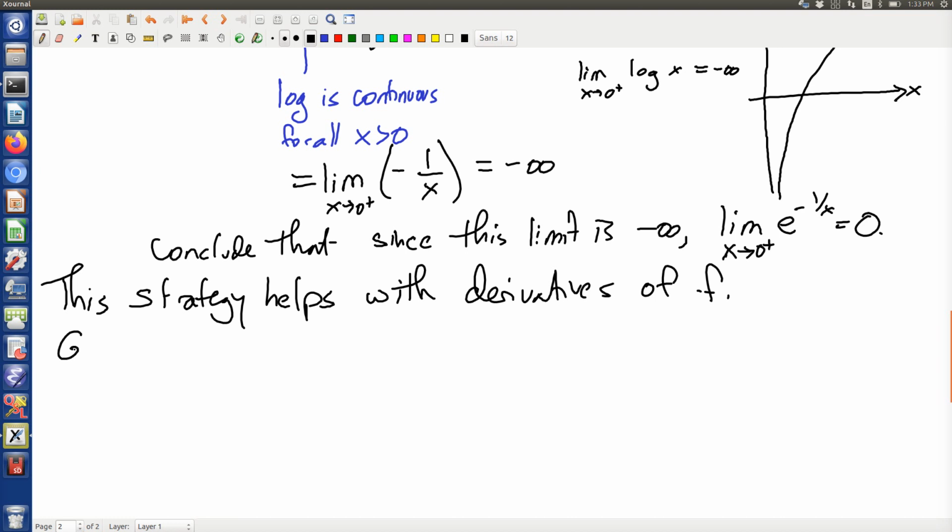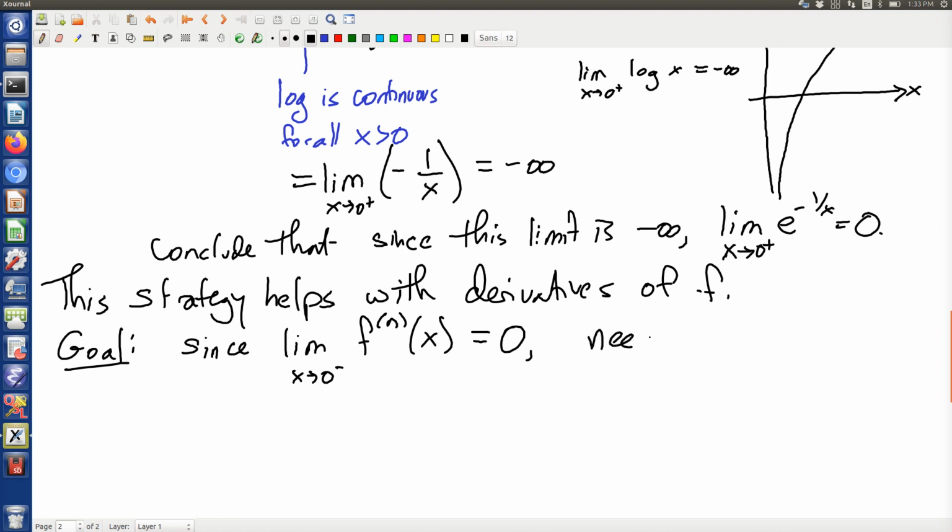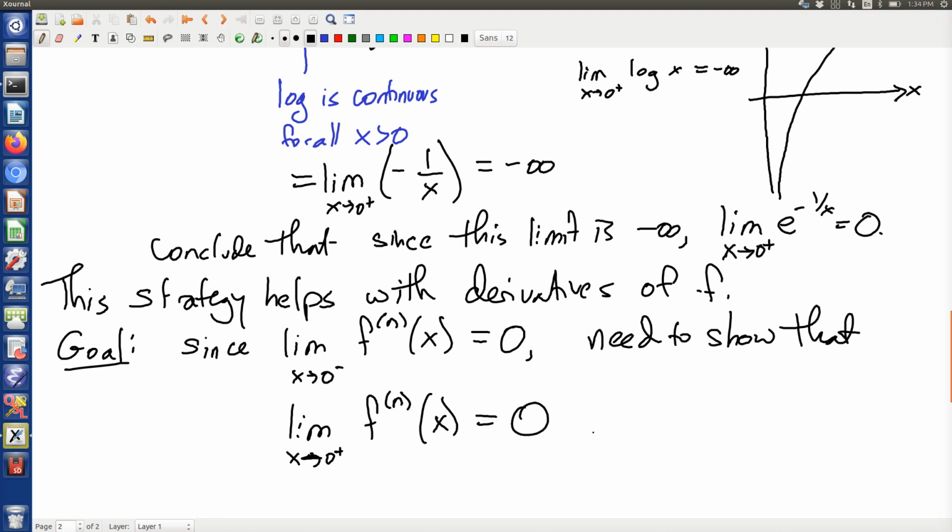So, goal: since the limit from the left of all the derivatives of x are 0, need to show that the limit from above, i.e. from the right, is equal to 0, too. Okay, so let's do that.